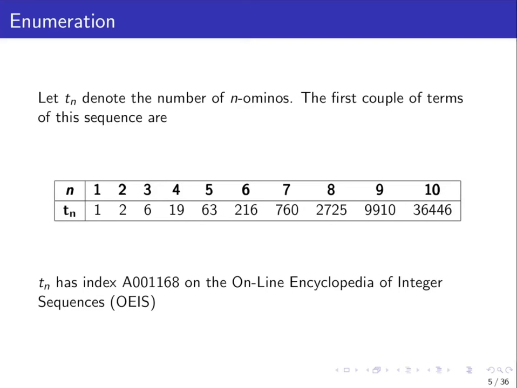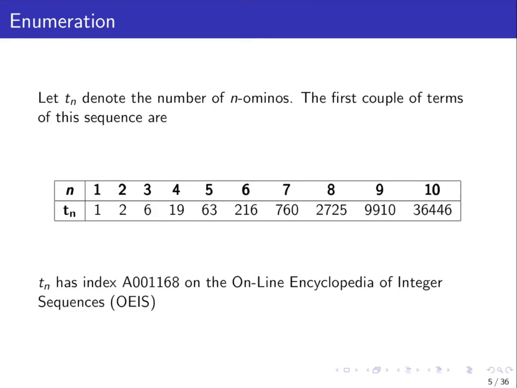Let's let T_n denote the number of n-ominoes. The first couple terms of this sequence are 1, 2, 6, 19, 63, and so on. For n is 1, it's pretty clear to see that you can only make one polyomino with one unit square. Similarly, for 2, we can either make a horizontally oriented domino or a vertically oriented domino. With a little bit more work, you can verify that given 3 unit squares, you can make 6 total polyominoes. And we already saw that the Tetris pieces, again with their rotations and reflections, in total amount to 19 different shapes.